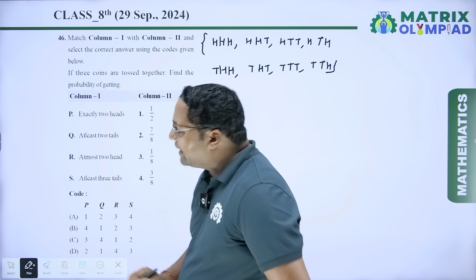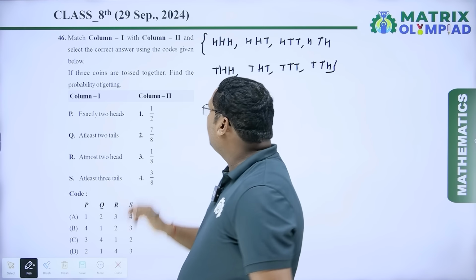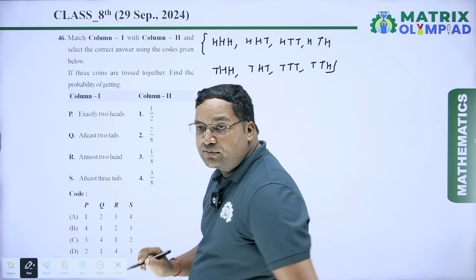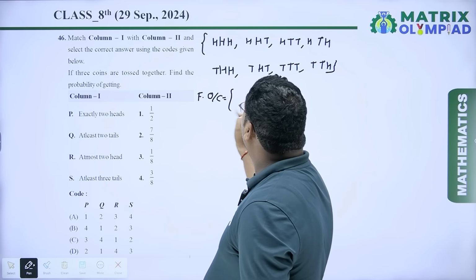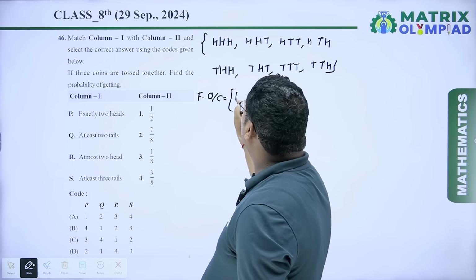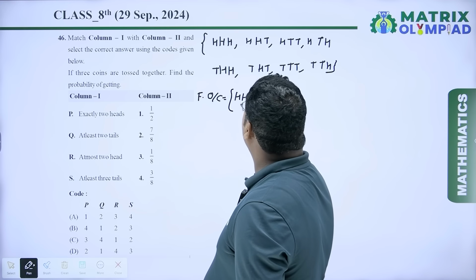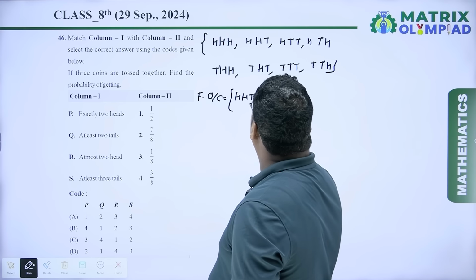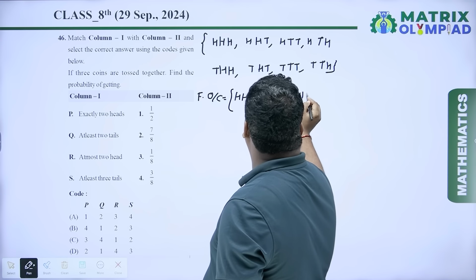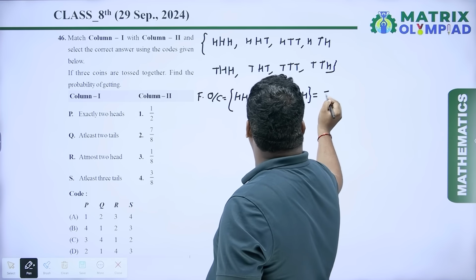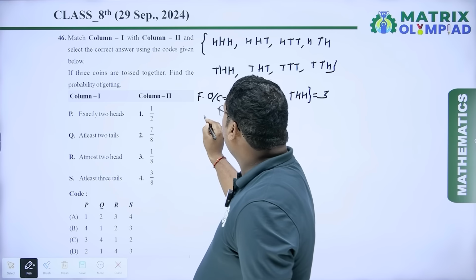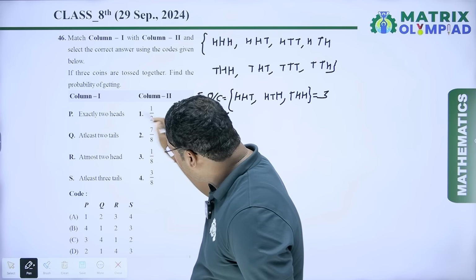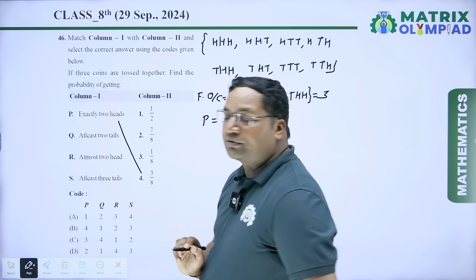So first is exactly 2 heads. So I have to write here favorable outcomes. So favorable outcomes for 2 heads. So exactly 2 heads are HHT, HTH and THH. So the favorable outcomes are 3. So probability is 3 by 8. So it is 3 by 8 is in 4th.